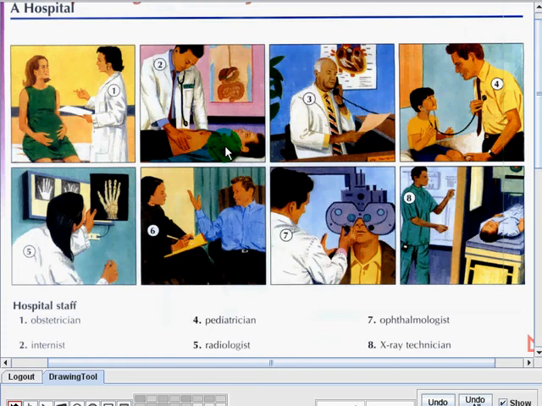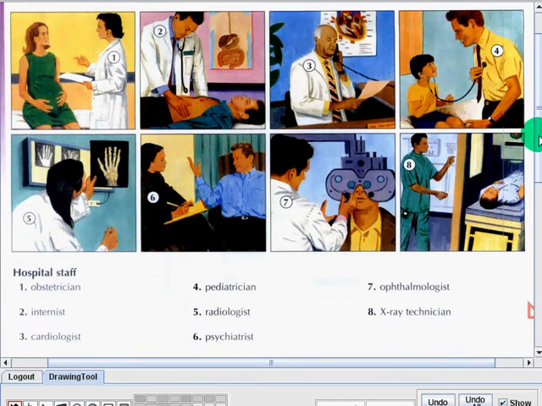A hospital is a place where sick and hurt people go to find care or help. So in our lesson today, we're going to talk about different people we can see inside the hospital. Let's try to study unfamiliar terms. Let's first discuss the hospital staff. Staff means the group of people that performs jobs in the hospital.